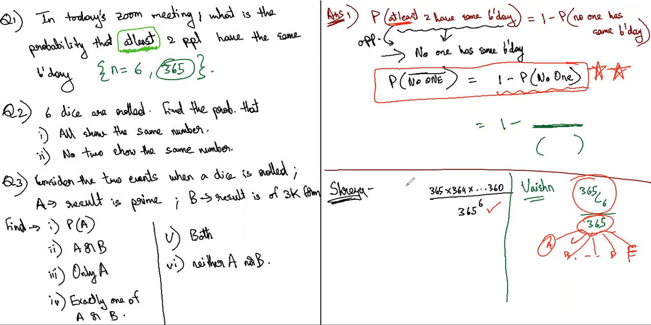Okay. Now coming to your numerator, you are telling me 365C6, meaning you select any 6 days. Okay. You select 6 people. You select 6 days. Now what? Because you just selected 6 days out of 365. Who will you put where?